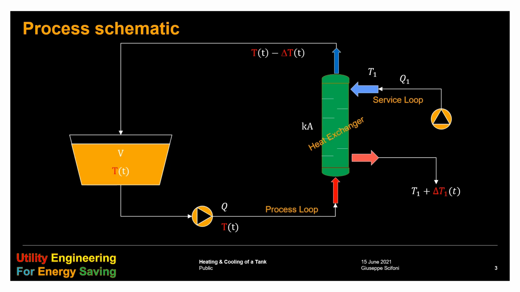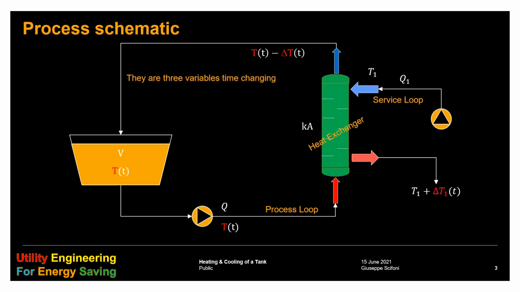The tank is having a constant volume and a temperature which changes with the time. We assume the flow of the process pump and the flow of the service pump are constant. Moreover, we assume the incoming temperature of the service fluid T1 is constant. The heat exchanger is defined by its geometrical property, the heat transfer area A and the heat transfer coefficient K. Altogether, we consider the product KA as a constant during the cooling process.